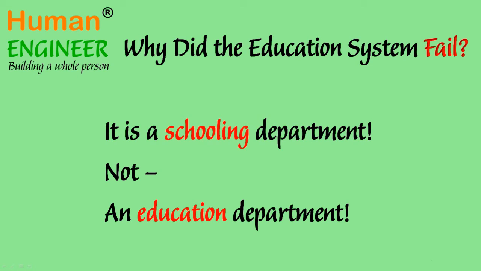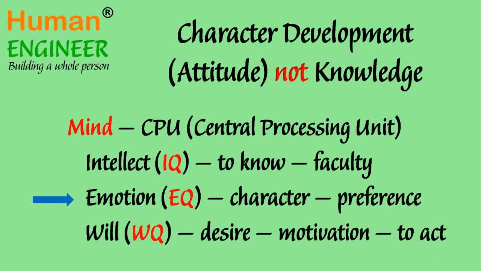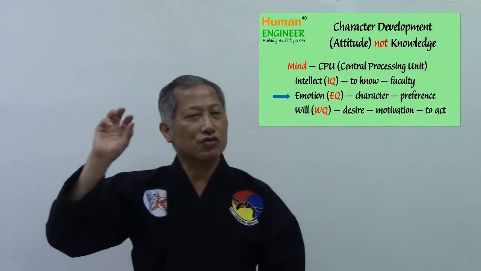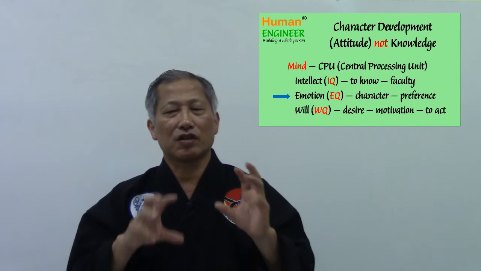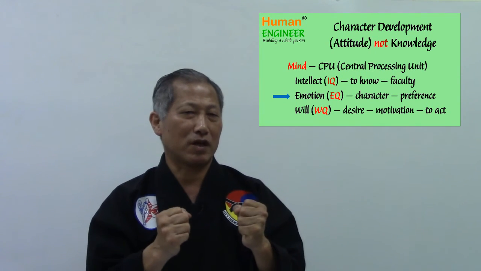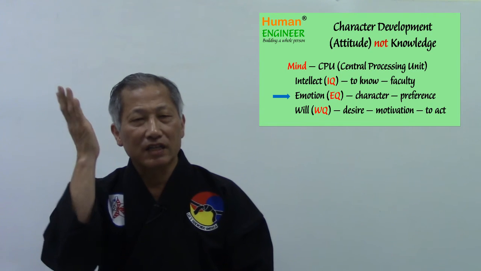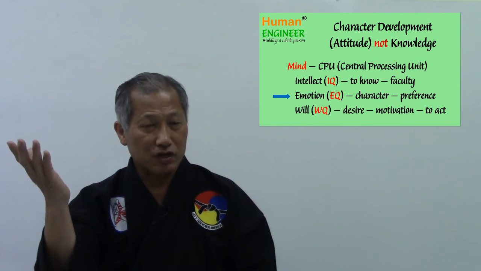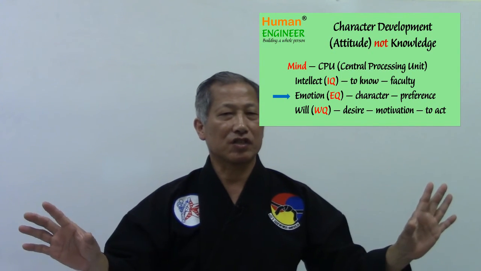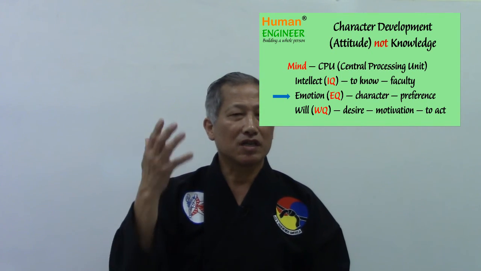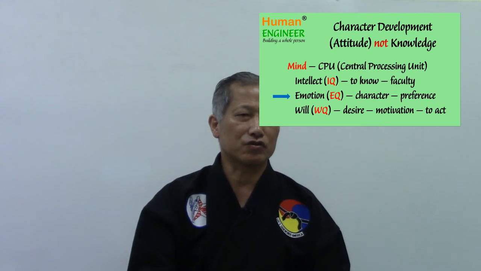Why? It teaches them knowledge. It doesn't teach them personal character. In other words, attitude development. Attitude is where we live, not the knowledge. That's why it is a schooling department, not an education department. In order to teach humans character and personal development, we have to understand attitude and our emotion, and how we manage that. And that part our schooling system cannot touch, because it is a so difficult question to answer.